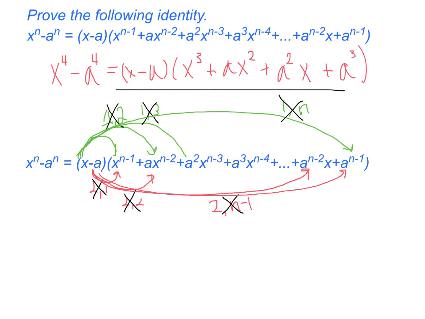And so this is going to give me negative, because it's a negative a, to the n. And think about the only other thing that didn't cancel. That was this first term times the first term, which was x to the n. And so all I'm left with is x to the n minus a to the n.